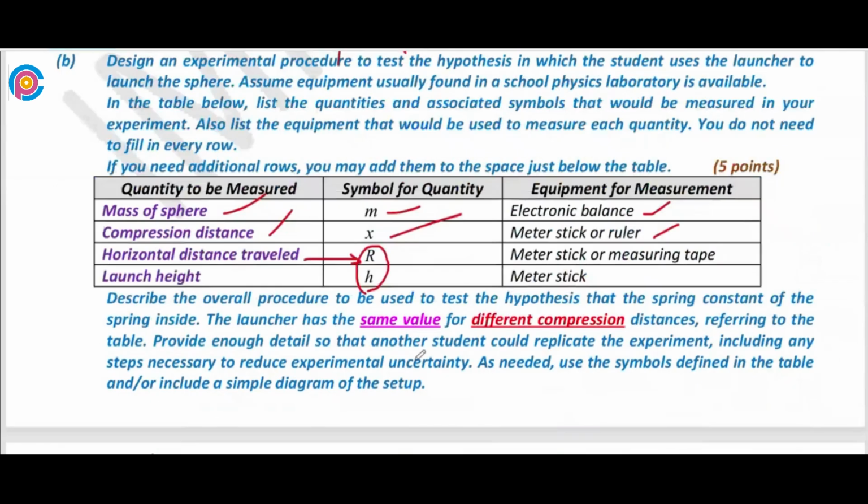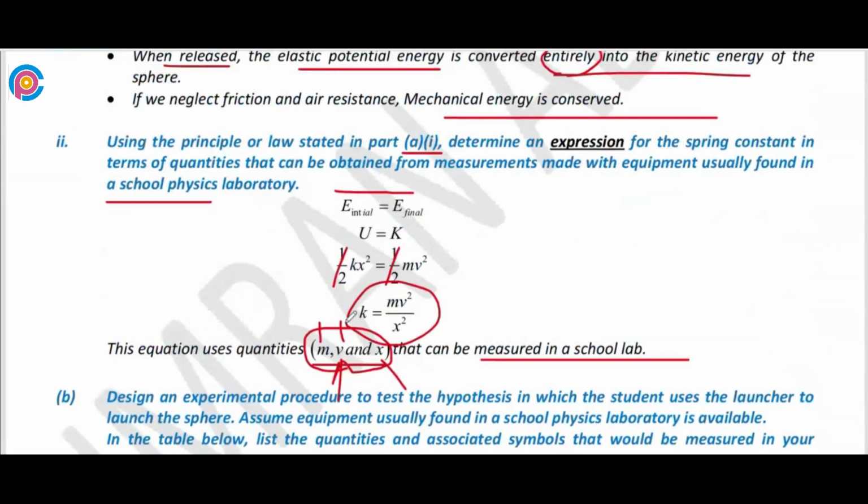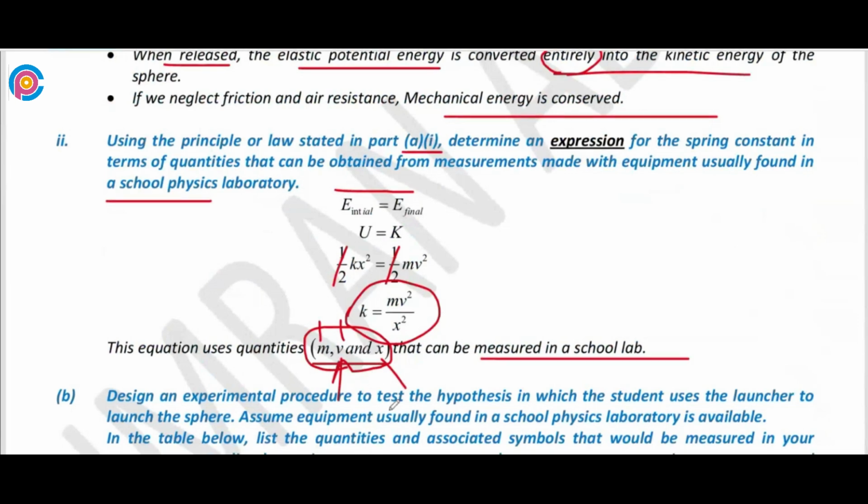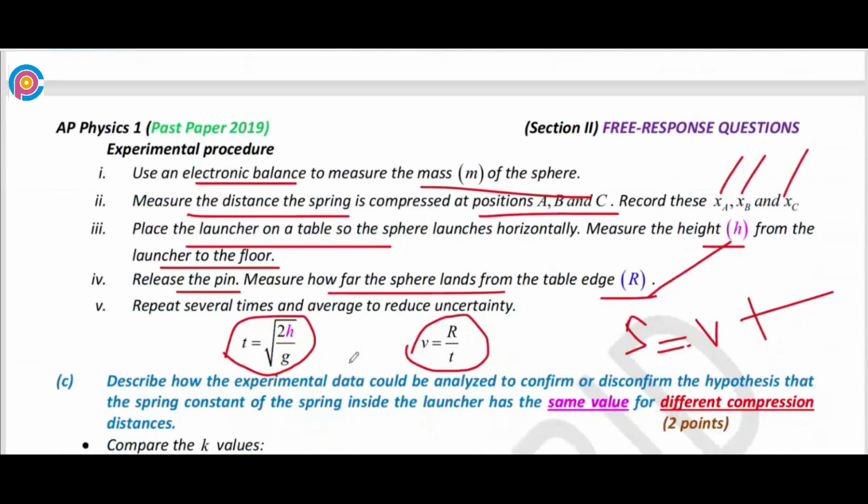As we know, there are three things required: M, V, and X. So experimentally we can calculate all three of them: mass, position, and the velocity.